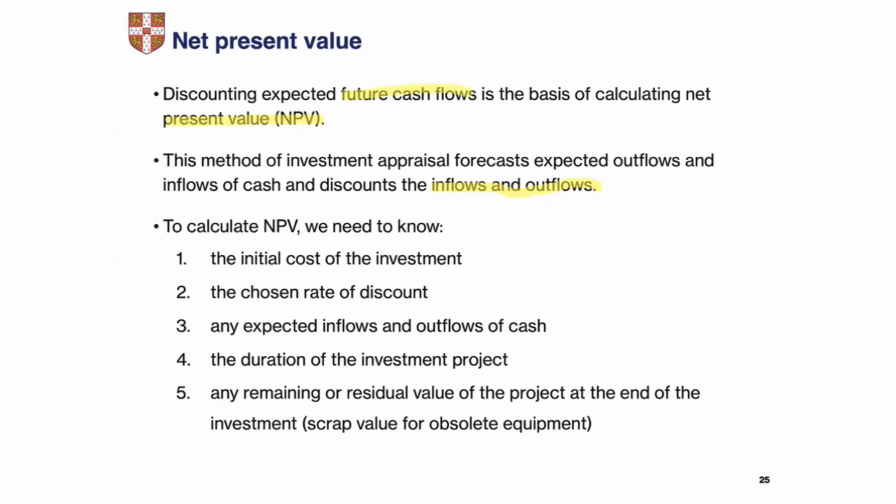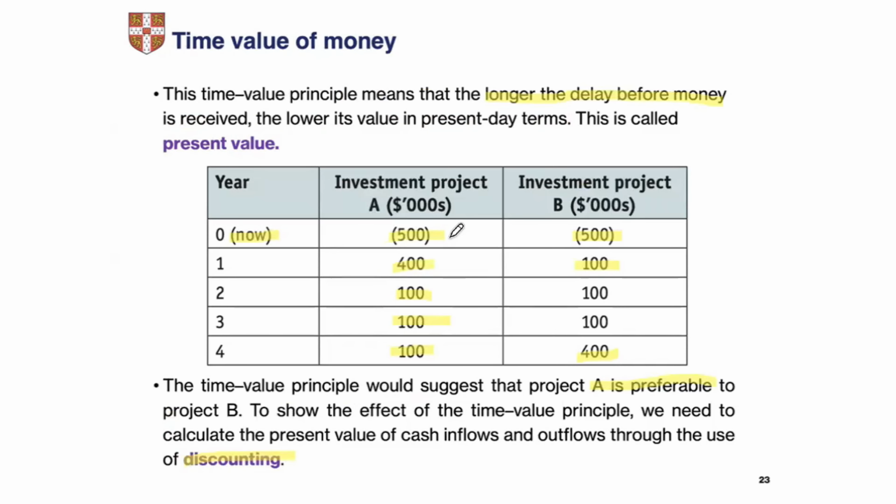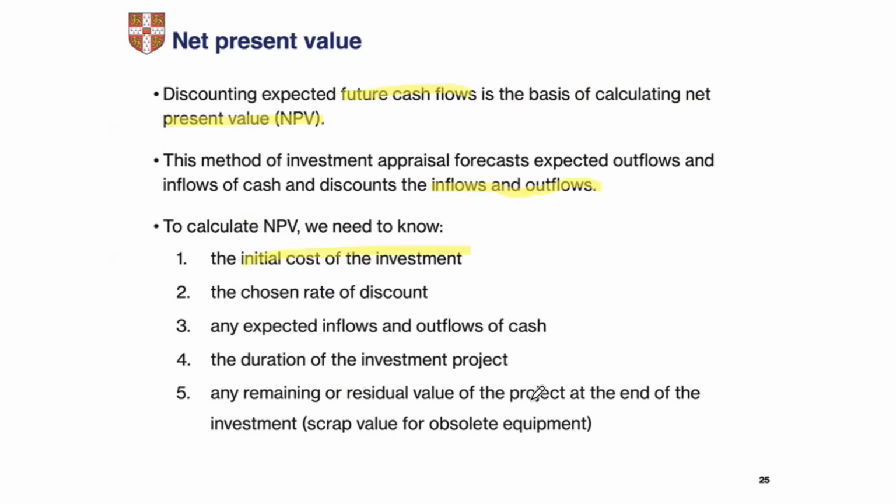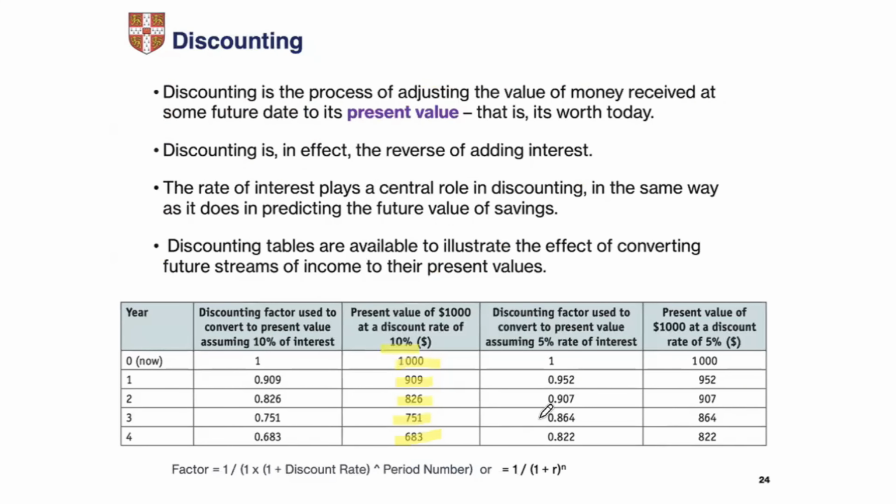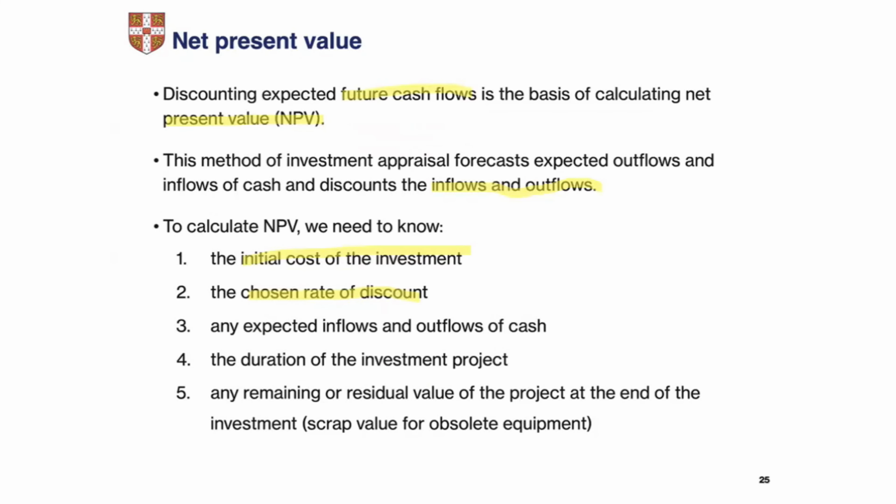To calculate net present value, we need these things. Number one, we need the initial cost of the investment, like we saw here. Here, the initial cost of the investment is $500,000. This is investment A. Then the chosen rate of discount, and like we said, it is usually the interest rate. I cannot find where we saw it, but no problem. It is usually the interest rate, the rate of savings, the interest rate on savings. And then number 3, any expected inflows and outflows of cash.